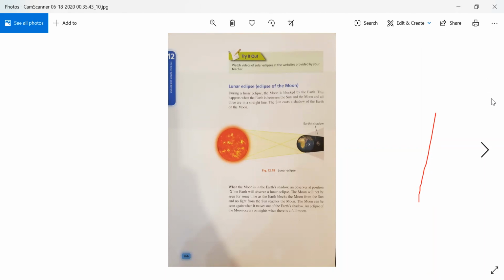Okay, students, so what is a lunar eclipse? Beta, it is the same as a solar eclipse, in that these three, sun, earth, and moon, will be in a straight line. But what is the difference? The earth will now be in the center between the sun and the moon. So what will happen is that we can see the shadow of the earth on the moon.